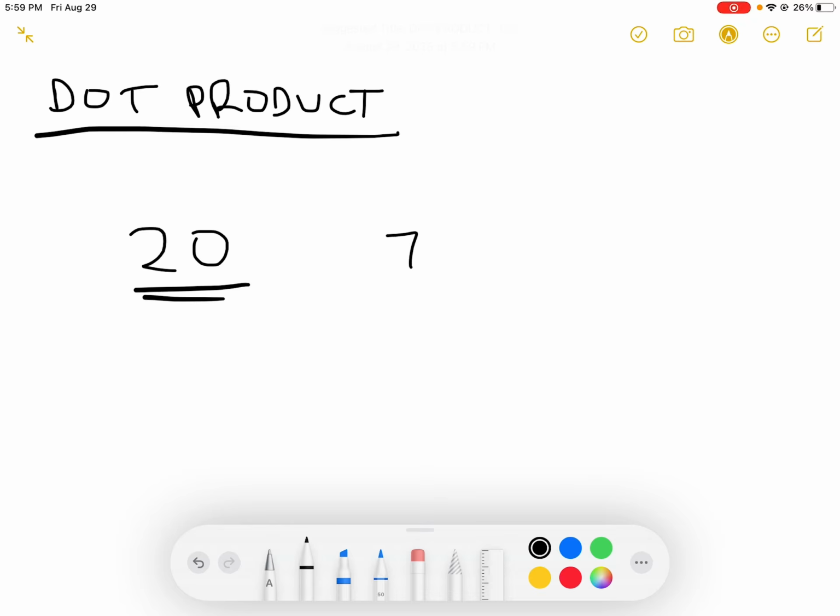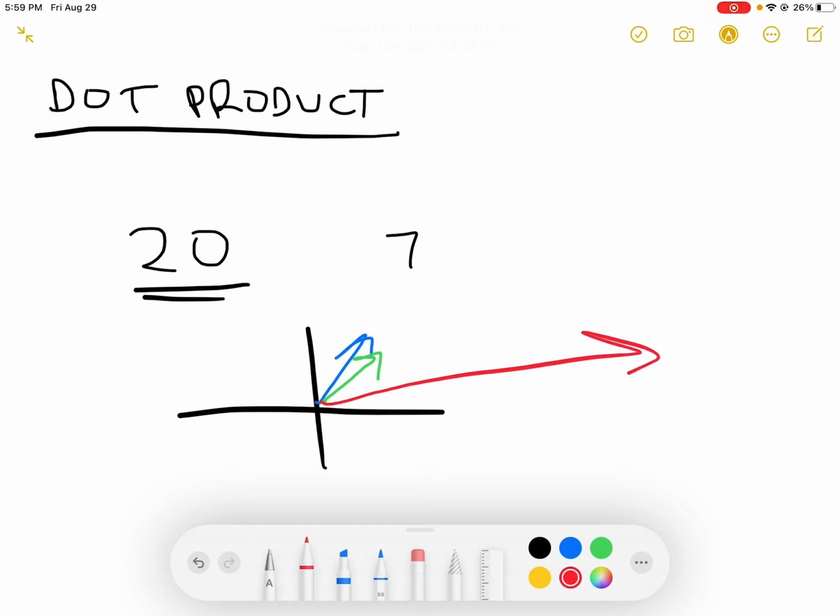So if I draw that visually, these two vectors look like they're very closely related. And they are. They are doing a similar thing. But the dot product of the red and the blue is going to be bigger because that red one's long. It's got a big magnitude.